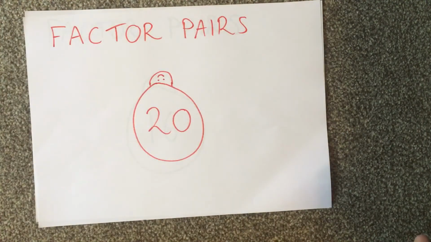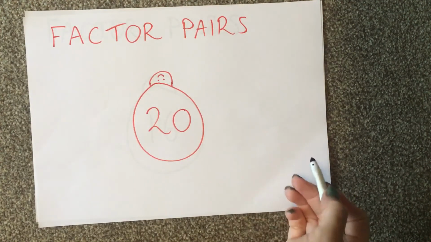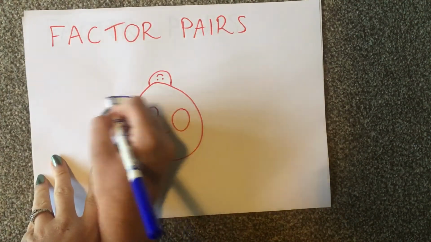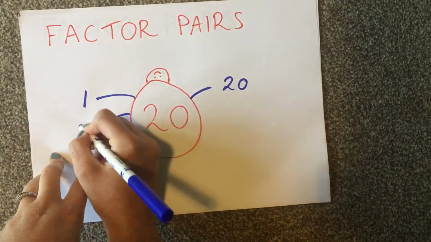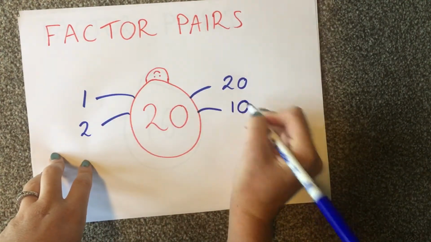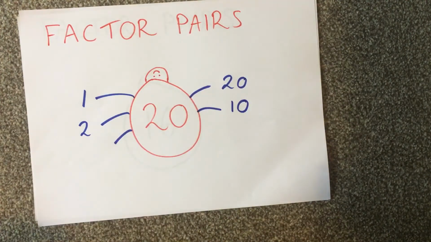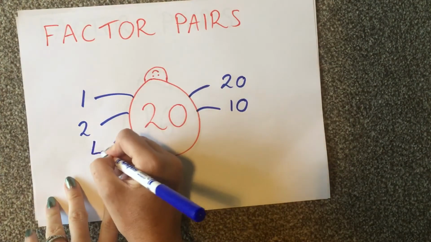I have got number 20. So for the number 20, I start as per usual with number 1. 1 times 20 is 20. Does 2 go in? Yep. 2 times 10. Does 3 go in? No. 3 is not a factor of 20. 20 is not in the 3 times table, so I don't have a leg for 3. Does 4 go in? It does.